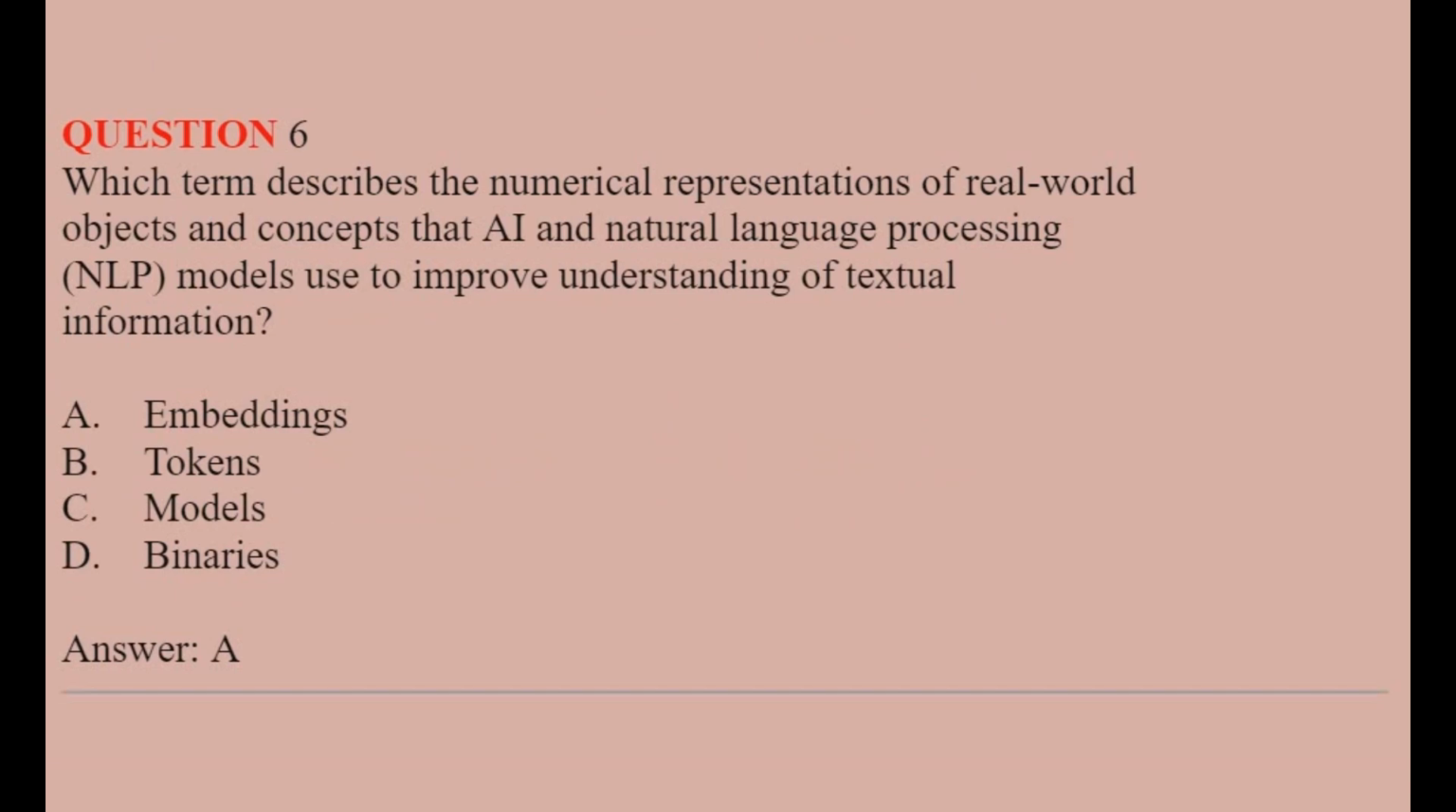Question is, which term describes the numerical representations of real-world objects and concepts that AI and natural language processing (NLP) models use to improve understanding of textual information? Option A, embeddings. Option B, tokens. Option C, models. Option D, binaries. Correct answer is option A.